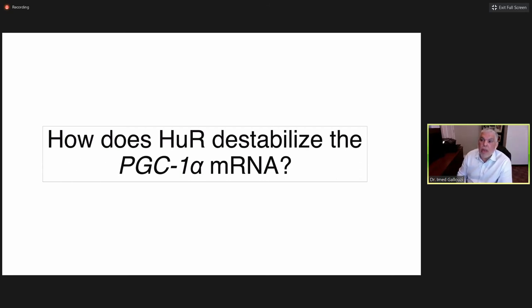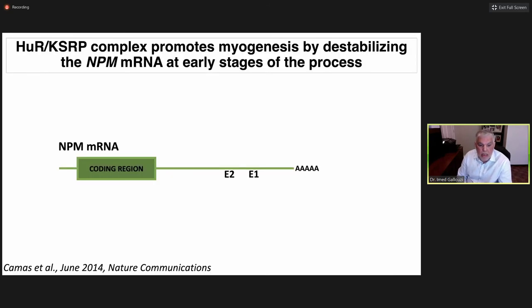That's the conclusion. As I mentioned, we saw this previously in 2014: HuR does the same thing for nucleophosmin in muscle cells. In that study, we also showed that to do so, HuR collaborates with an mRNA decay factor called KSRP. KSRP is an RNA binding protein with a KH domain, known to help degrade target messages. It does not have RNase activity itself, but helps recruit the exosome, which is a nuclease machinery, both nuclear and cytoplasmic.